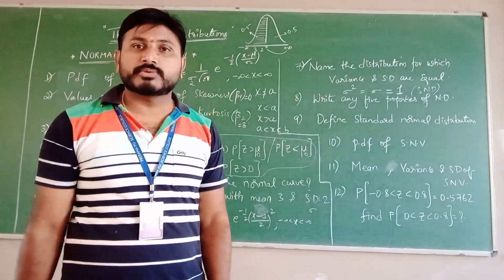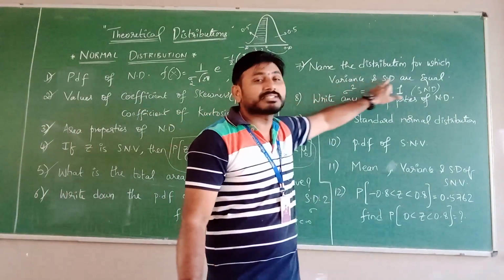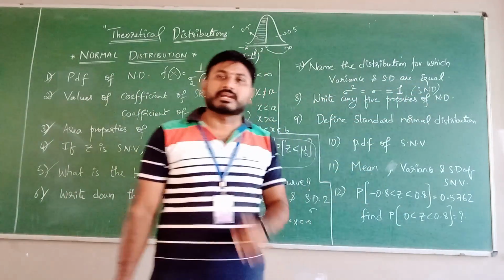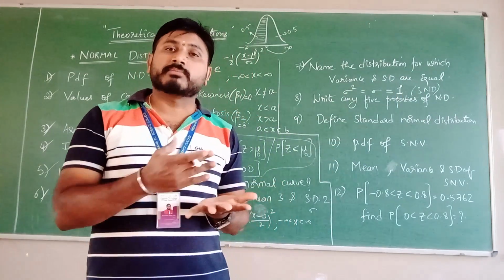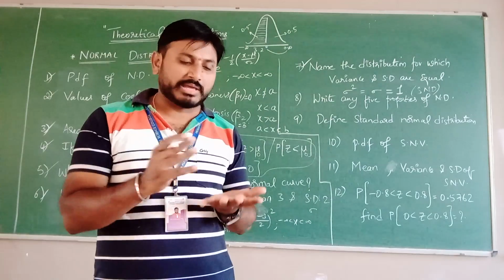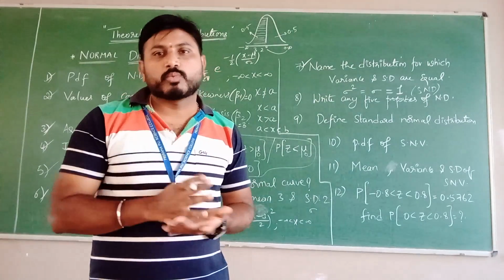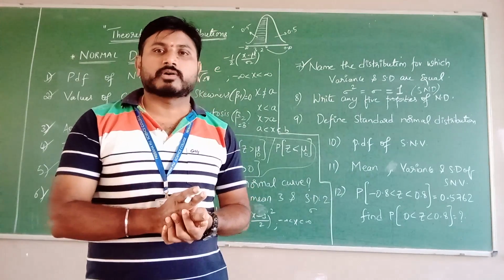But in normal distribution, variance and standard deviation are equal in a standard normal distribution. As you all know, in the standard normal distribution the mean mu equals 0 and variance or sigma equals 1. Then we call it a standard normal distribution.